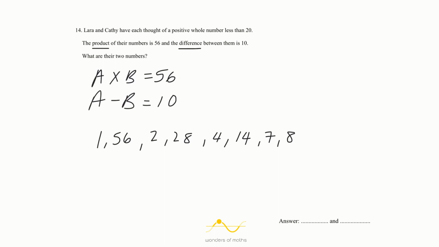And now for our second piece of information. A minus b is equal to 10. We need to find a pair of numbers in our factor list that this works with. You may have spotted that the only factor pair this applies to is 4 and 14. And that's our answer.